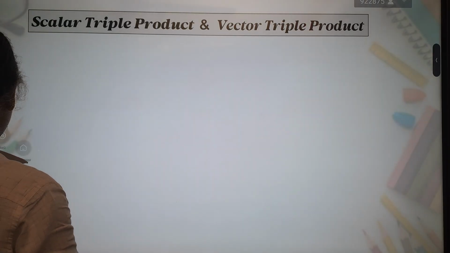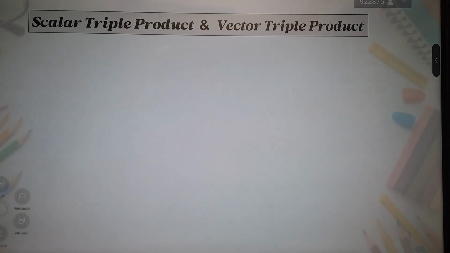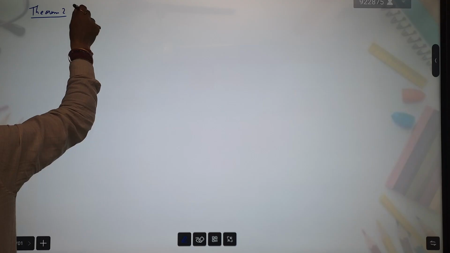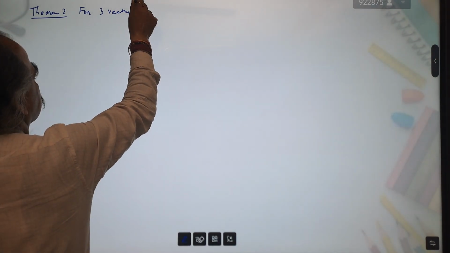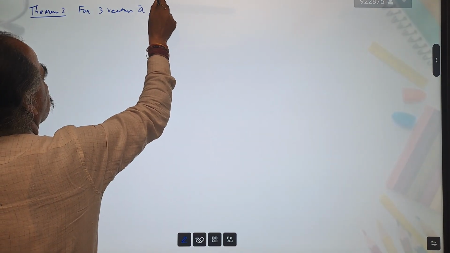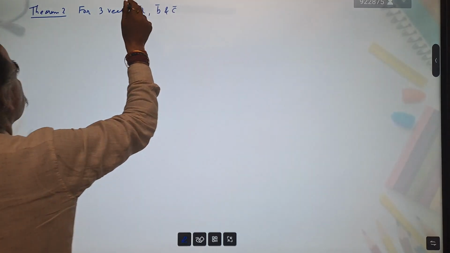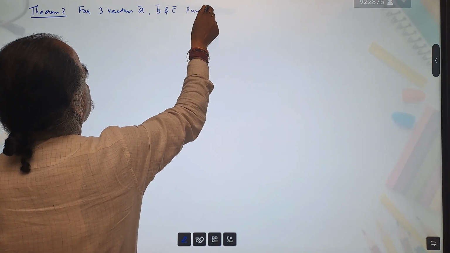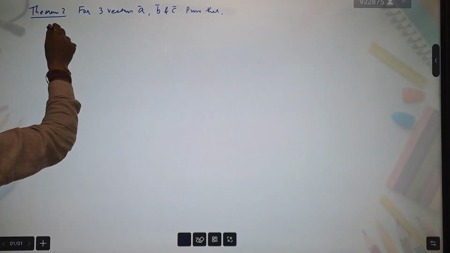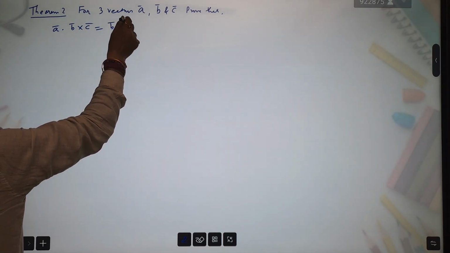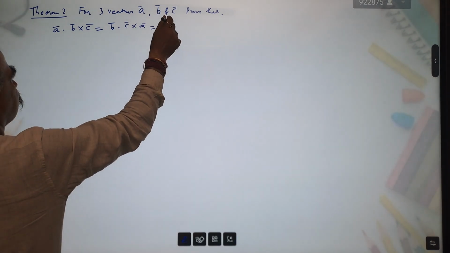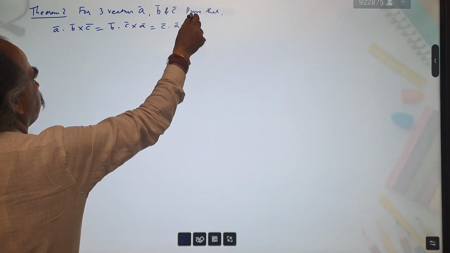Second one is theorem 2. For three vectors A bar, B bar and C bar, prove that A bar dot B bar cross C bar is same as B bar dot C bar cross A bar is same as C bar dot A bar cross B bar.